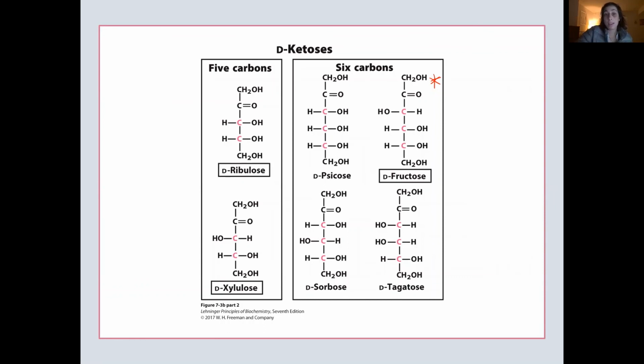I also should highlight that all of these sugars that I have showed are in the D configuration. Remember that I said that biologically, generally speaking, most sugars in the D form are utilized in the body.